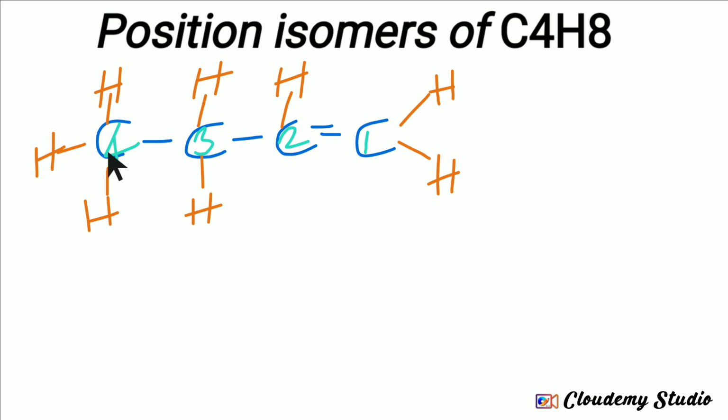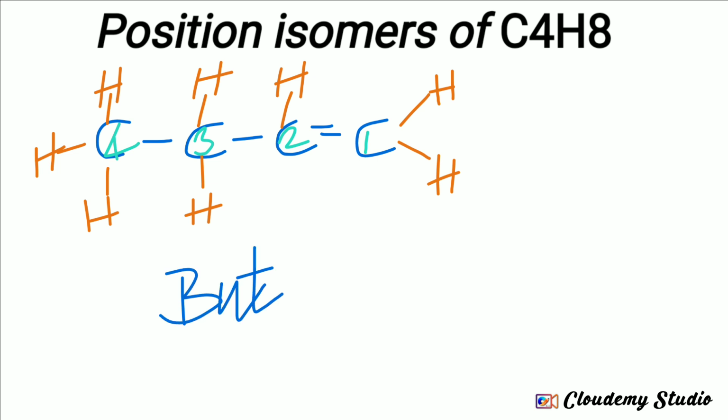Now, as this chain doesn't have any side chain, any substituent, there is no prefix. So straight away, the root word we need to write for the name. So the root word, 4 carbon atoms are there in the main chain. So the root word will be but. The root word is but.